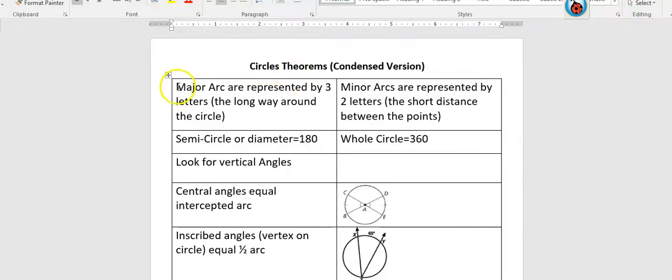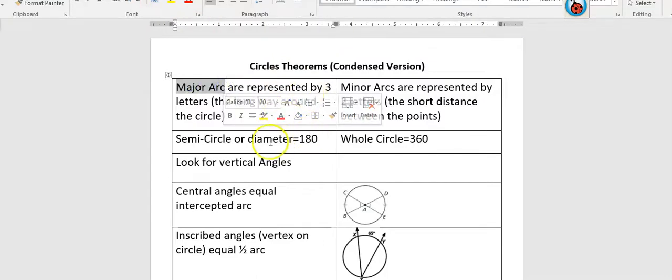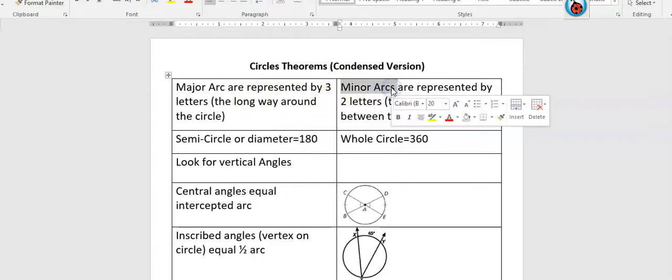And so the vocab you need to know is major arc is represented by 3 letters, and it's the long way around the circle. Minor arc is represented by 2 letters, short way around the circle. Semicircle equals 180 degrees. Whole circle equals 360 degrees. And we have to always look for vertical angles. And then today's rule is central angles equal the intersected arcs.